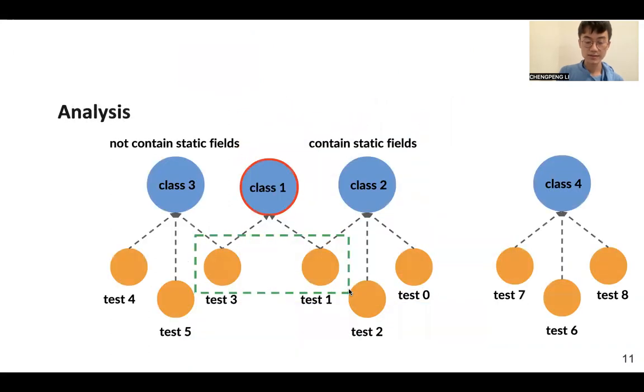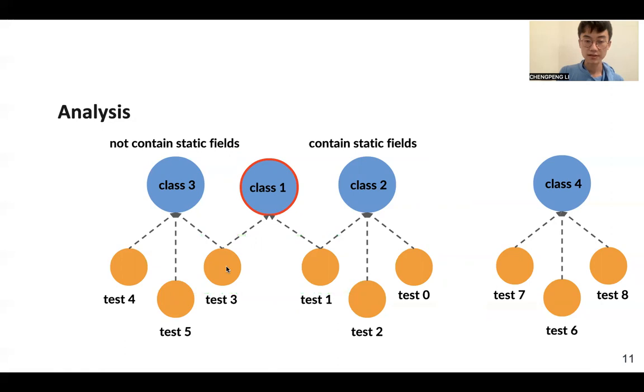As for the analysis part, at this commit, class 1 is changed, and test 1 and test 3 depend on class 1. Based on the changes and dependency maps, the RTS technique will only select test 1 and test 3. Then we will go through the dependency maps of the tests selected by the RTS technique. For test 3, it depends on class 3.